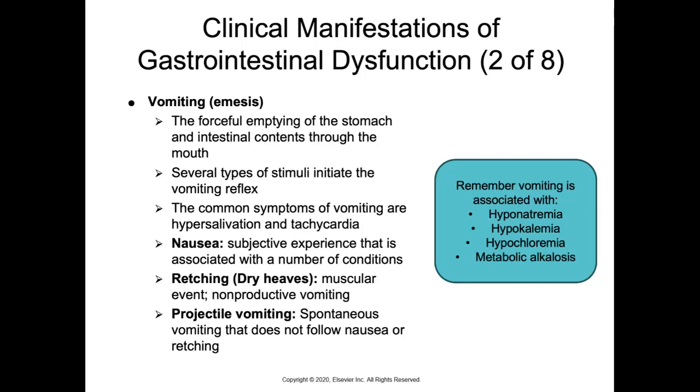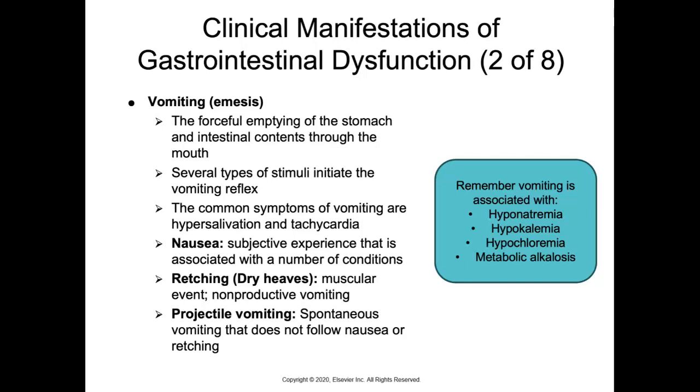Prior to vomiting, you may have nausea, which is more of a subjective experience associated with a number of different conditions. There's also retching, known as dry heaves, which is more of a muscular event: non-productive vomiting, where the muscular contractions simulate vomiting but nothing comes out. With projectile vomiting, substances definitely move out. This is a spontaneous type of vomiting that does not follow nausea or retching.